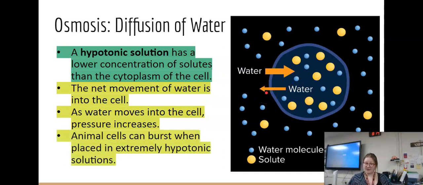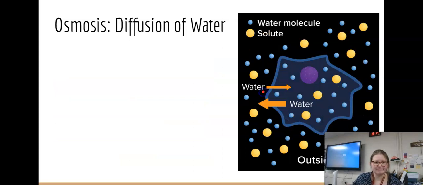Animal cells can burst when they're placed in an extremely hypotonic solution. So if we put animal cells into pure distilled water, they will actually burst, which is why it's theoretically not good to drink straight pure water. We need the minerals in it. The same can happen with an IV. If an IV isn't the perfect salinity, the perfect concentration, it can cause your blood cells to burst.